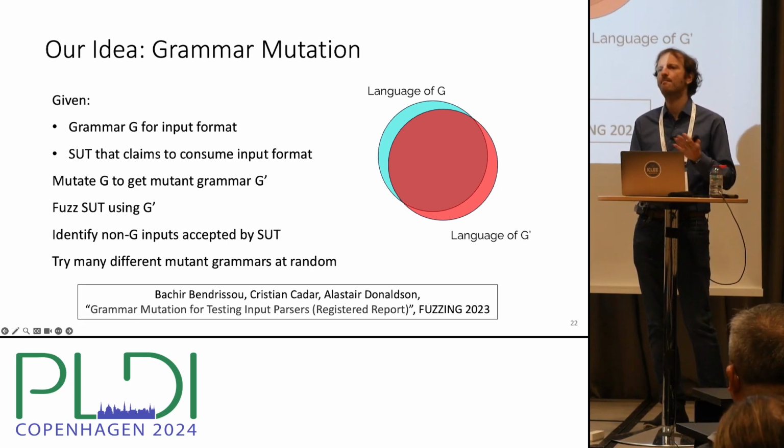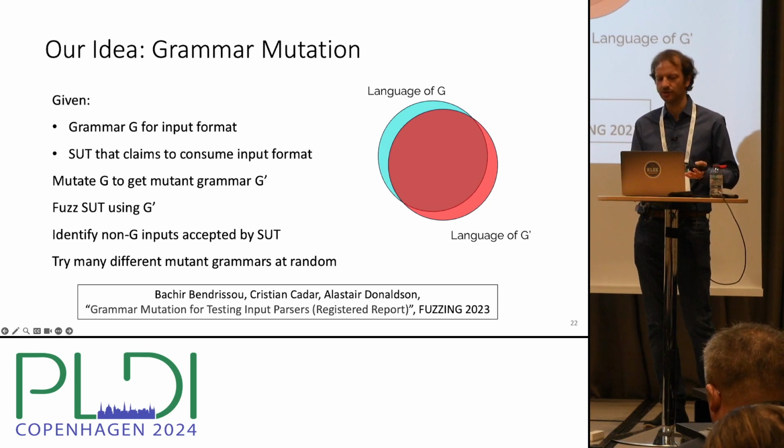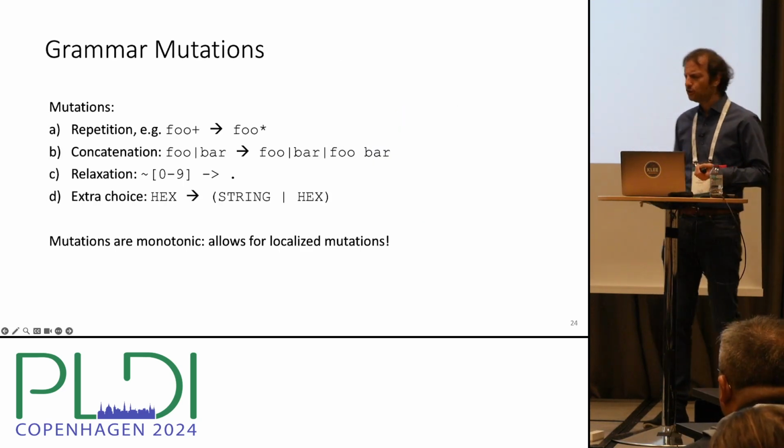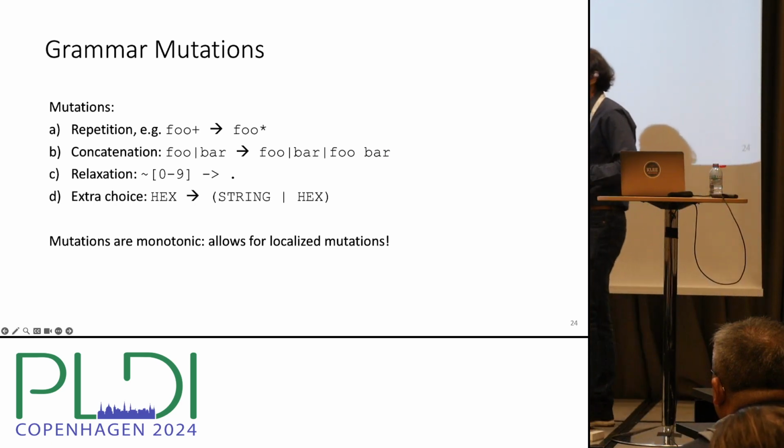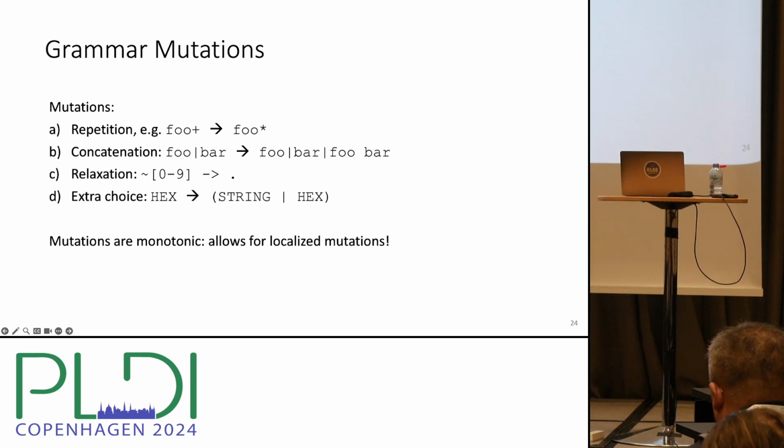And of course, I can try many, many different mutant grammars. To make things more concrete, here are the kinds of mutations that we've experimented with, but of course you can try many other things. Just as one example, if we have a repetition of one or more, we change it into zero or more, right?